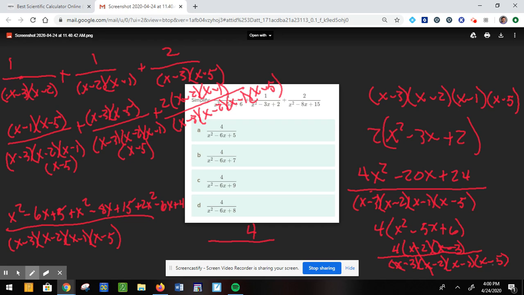If I FOIL that together, you're going to get x squared minus 5x minus 1x, so minus 6x. And then negative 1 times negative 5 is plus 5. So a lot of work to get that the answer is A on this one.